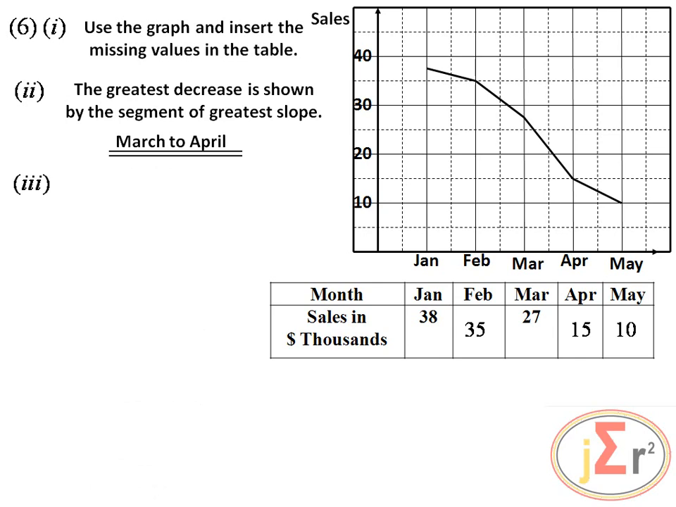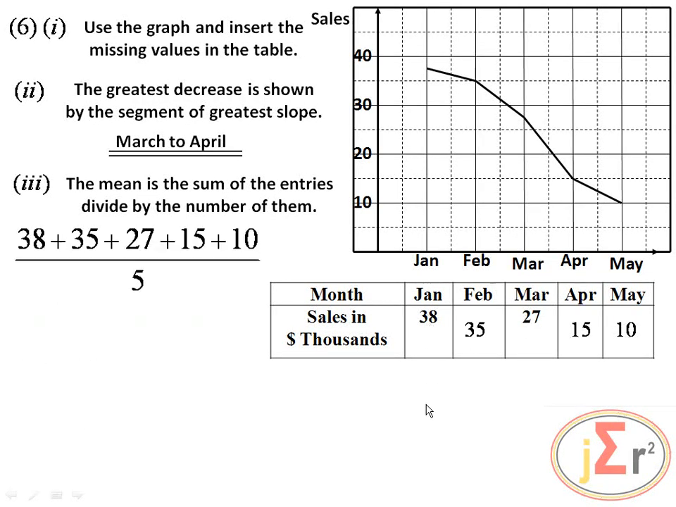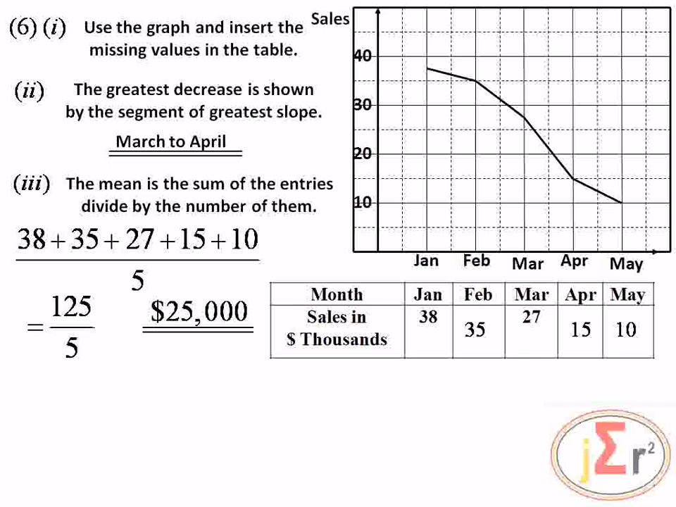Next, we need to calculate the mean monthly sales. And how do we calculate mean? The mean is the sum of entries divided by the number of entries. How many entries do we have? 1, 2, 3, 4, 5. After adding them, we will divide by 5. And we have 125 divided by 5, and we have 25. But do not forget that the sales will be in thousands of dollars, therefore $25,000.